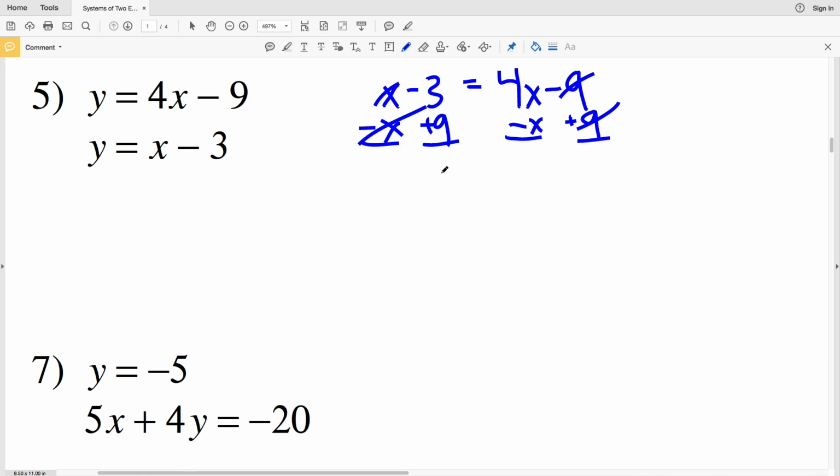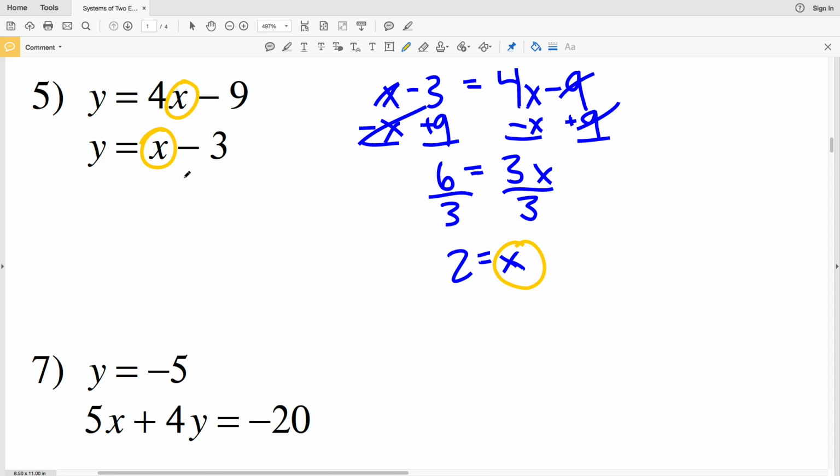Negative 3 plus 9 is a positive 6, and that's equal to 4x minus x, which is 3x. Now, in order to solve for x, I'll divide both sides by 3 to get that 2 is equal to x. So we have our x coordinate, or our x value, for this system, but now we need our y value. And in order to get the y value, we will take x and plug it in to either the first equation or the second equation. It doesn't matter which one we choose, we just need to solve for y.